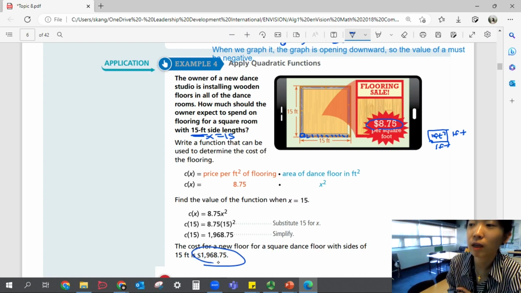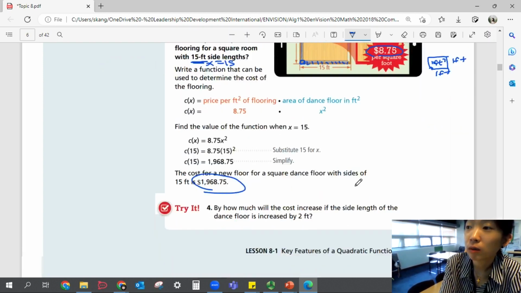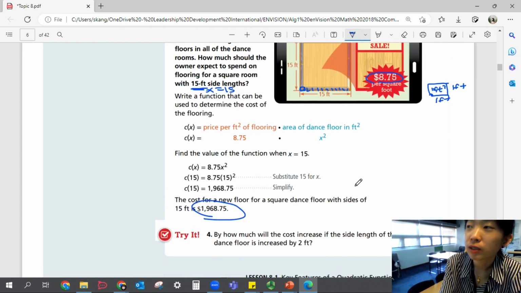$1,968.75. Okay. So if they want you to set up the equation, you need to be able to use a variable to represent the situation as an expression, okay? All right. So let's look at try number 4.